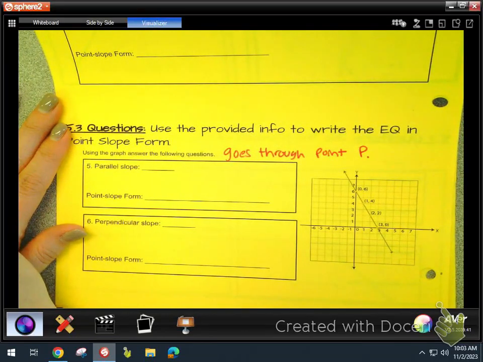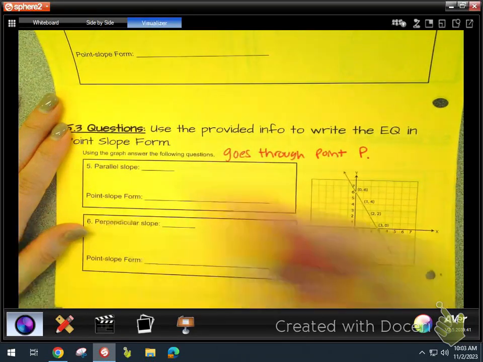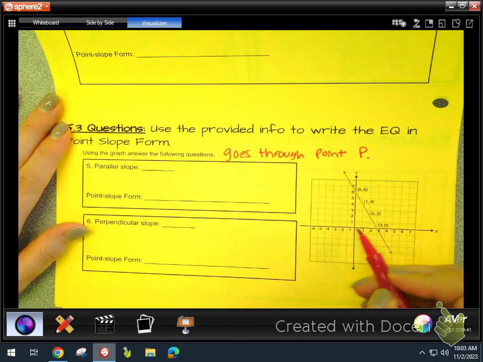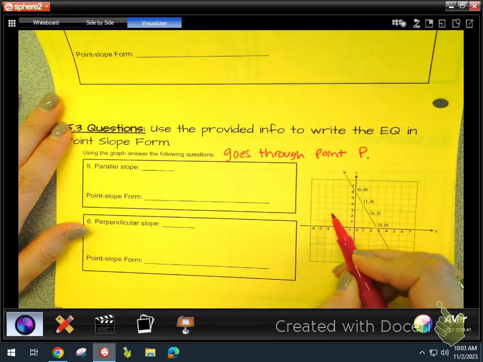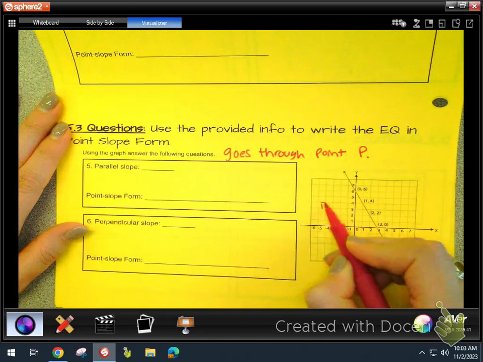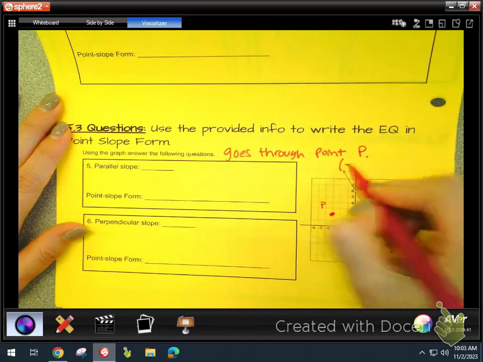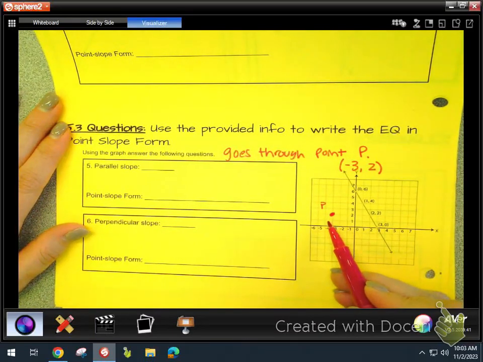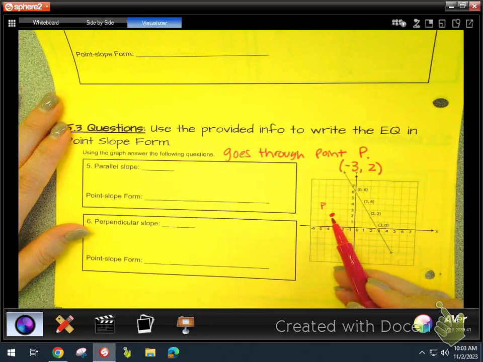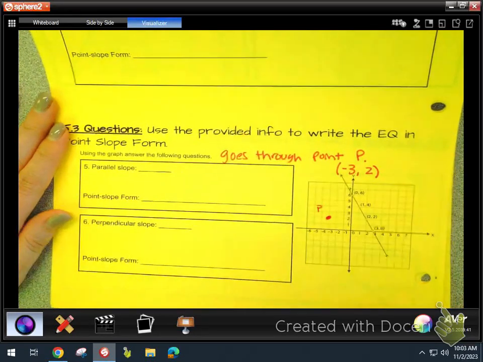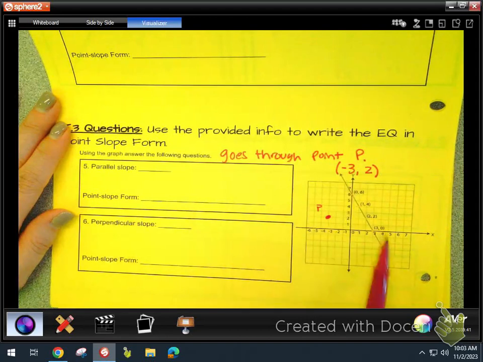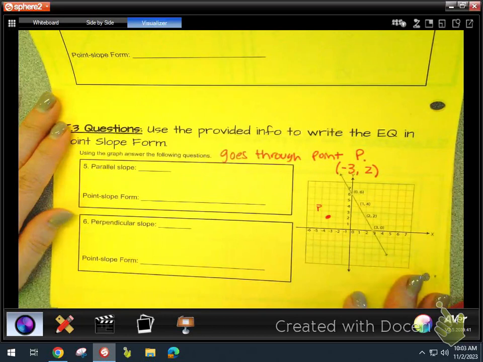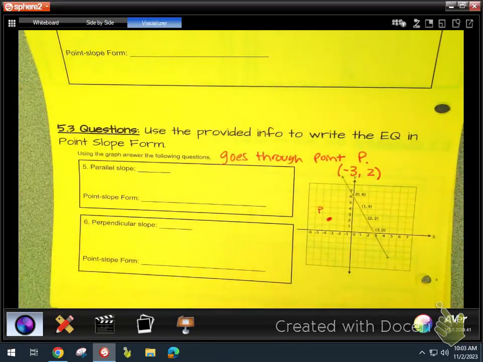And then they had a graph. We're about to put it on there. They had a graph with point P. The point that I picked on my answer key was -3, +2. But they didn't tell you that it was -3, +2. They just put it on the graph like I did. So I want you to practice with that. So they want a parallel to this line through point P. They want a perpendicular to this line through point P. That's what the question wants. Does that make sense?